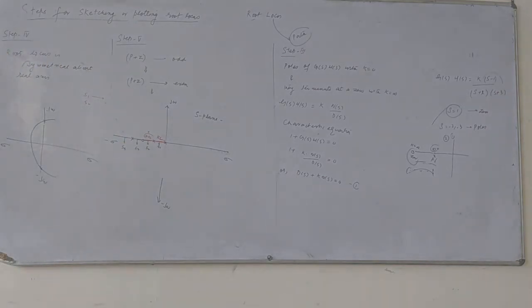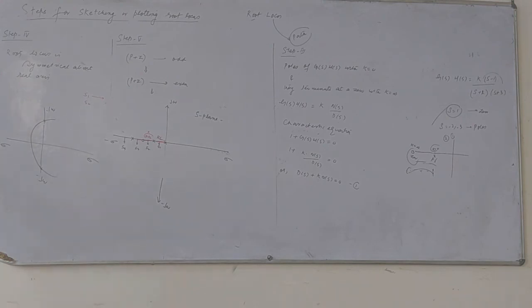So this is the way to determine whether any portion from any point is a part of root locus or not. You only have to see the summation of poles plus zeros to the right of that. If that is an odd number, then it's a part of root locus. If it is an even number, then it's not a part of root locus. So this clarifies this point.